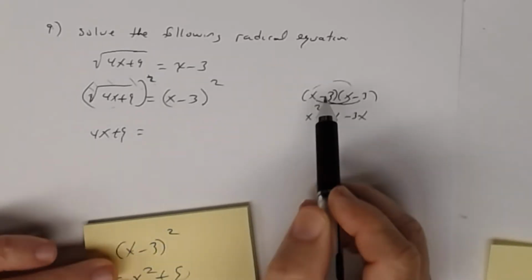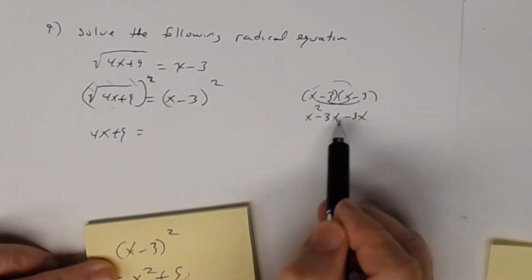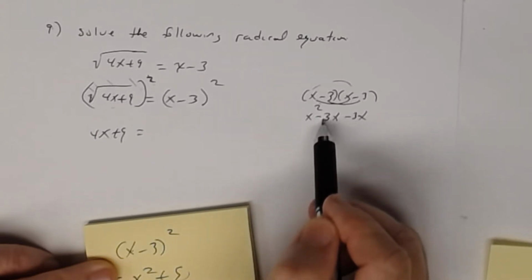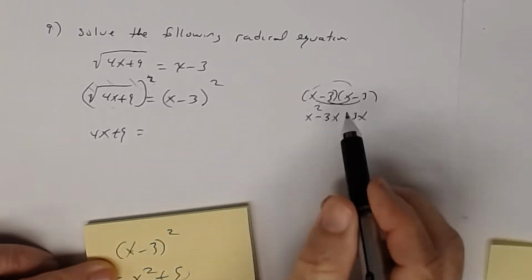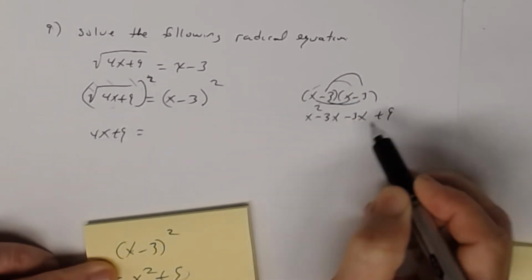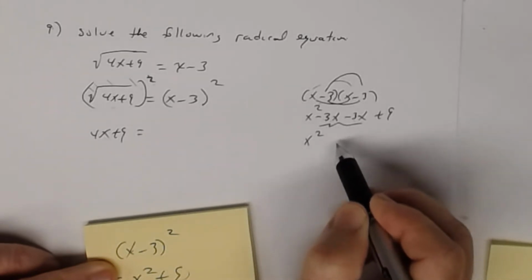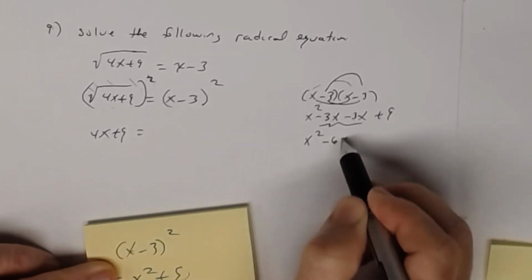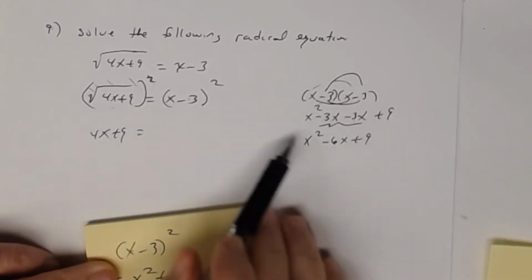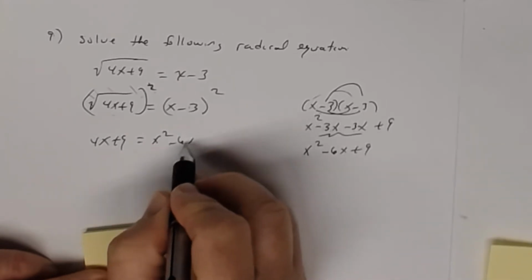And we also talked about the fact that when you square a binomial, the outer and the inner will always be the same term. So if this is a negative 3x, this better be a negative 3x. And then the last, a negative 3 times a negative 3 is a positive 9. And so when I combine like terms, I get x squared, a negative 3x and a negative 3x is a negative 6x, plus 9. So notice I go from a binomial squared to a trinomial. So x squared minus 6x plus 9.